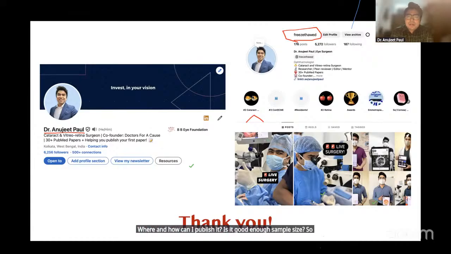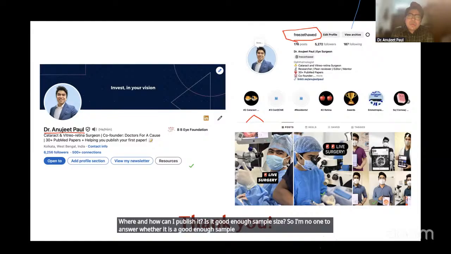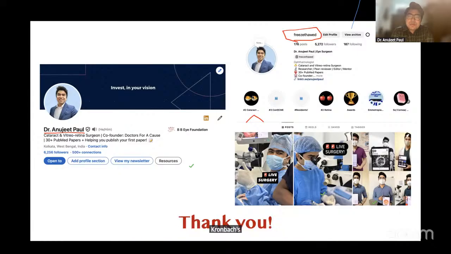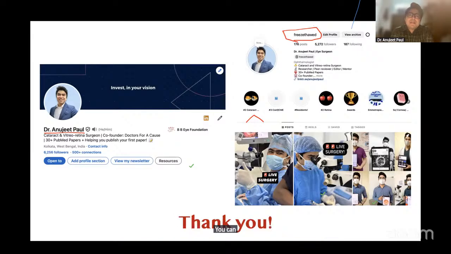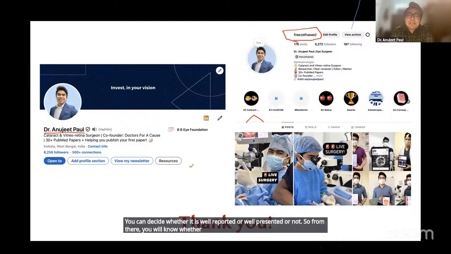So I'm no one to answer whether it is a good enough sample size. What you have to do is to look for the incidence and prevalence of nasopharyngeal cancer. If the incidence and prevalence is low, you have to calculate the sample size for this disease. You have to give it to a statistician and calculate what is the actual incidence in the population. So depending upon the incidence and the confidence interval for this disease which is reported in your region, whether you find an article from India or from your region, you can decide whether it is well reported or well presented or not. From there, you will know whether a low sample size or a high sample size works.